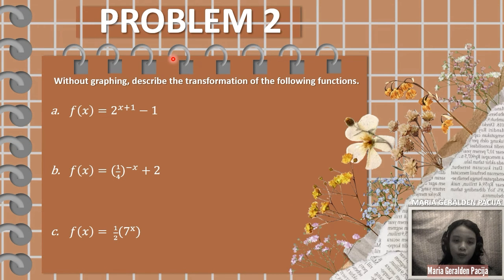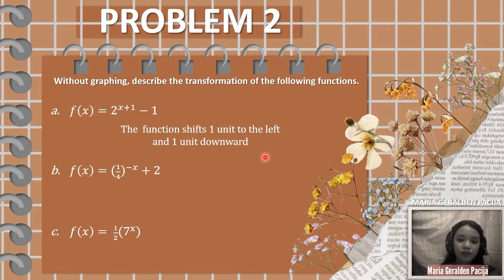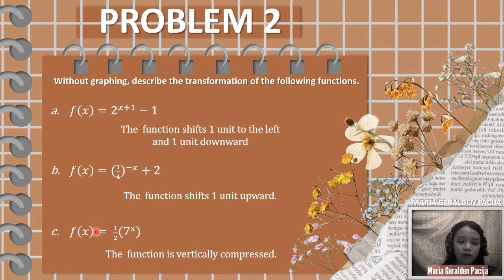So for problem number 2, we need to describe the transformation of the following functions without graphing them. Now for the first one, by the rules of transformation, the function shifts 1 unit to the left and 1 unit downward. For the next one, letter B, by the rules of transformation, the function shifts 1 unit upward. Next, by the rules of transformation, since the constant in here is between 0 and 1, we get a vertical compression.